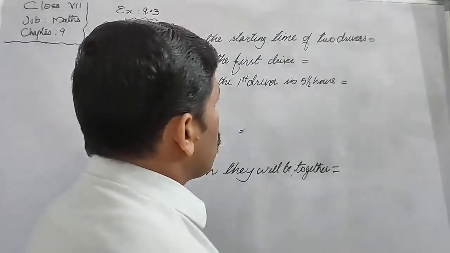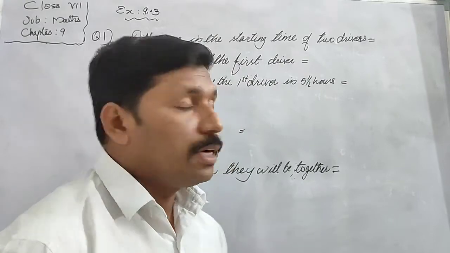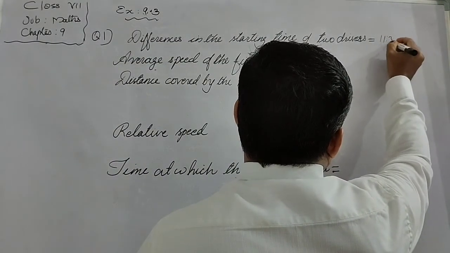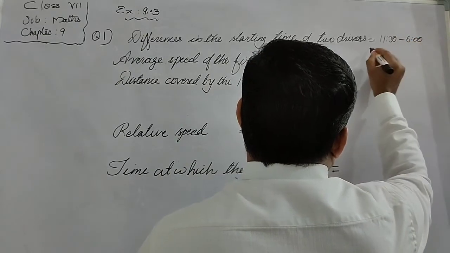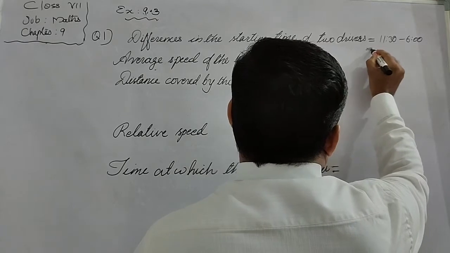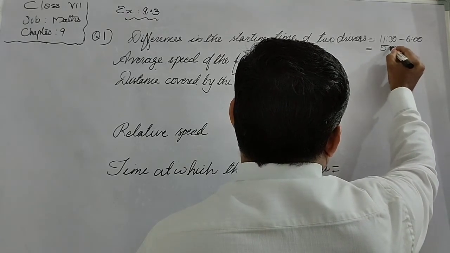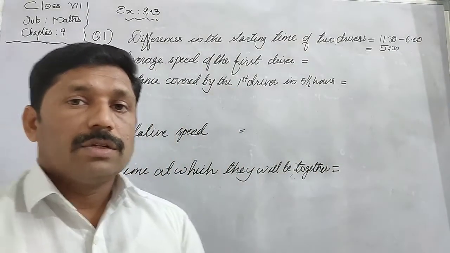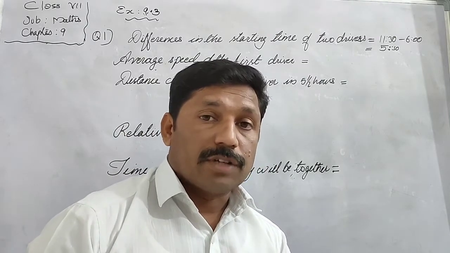Here students, there is a difference in the starting times of the two drivers. One driver starts at 6 a.m., another driver starts at 11:30 a.m. So the difference of the starting times is 11:30 a.m. minus 6 a.m., that is equal to 5 hours and 30 minutes. That's the difference in time. That means 5.5 hours is the difference of time between the two drivers.